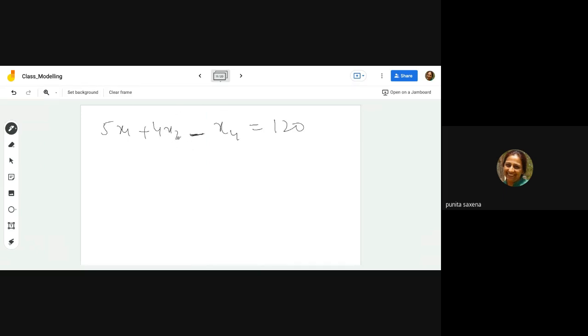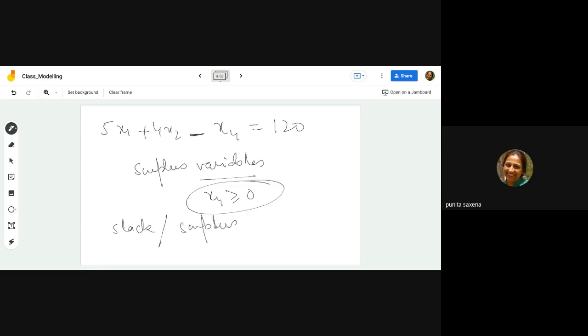Okay, and because it was greater, there was a surplus going on here. So that's why these variables are called surplus variables. And of course, they are still non-negative. They cannot be negative. They can be at the most zero, but they cannot be negative. Okay, so basically, depending upon the sign of the constraint, we introduce the slack or the surplus variables to convert inequalities into equalities. Is this clear?